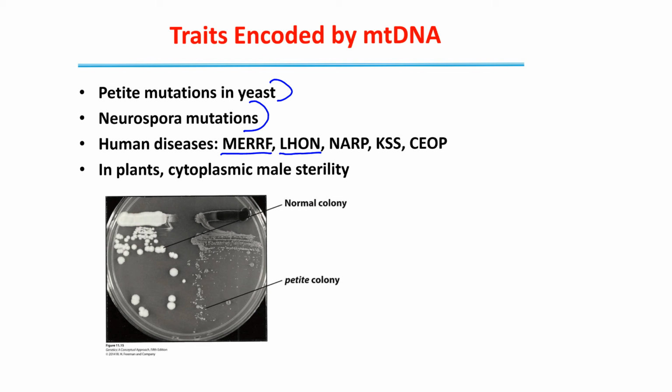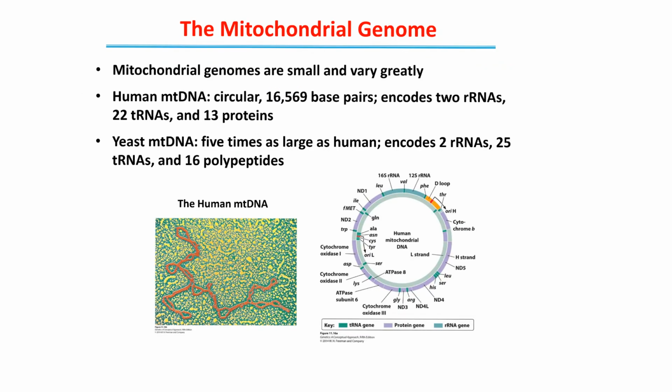Let's now examine very briefly the mitochondrial genome. In most animals, the entire mitochondrial genome exists as a single highly coiled circular DNA molecule. Also, there might be several copies of this circular DNA in the mitochondria. So each mitochondrion can contain multiple copies of the mitochondrial genome.